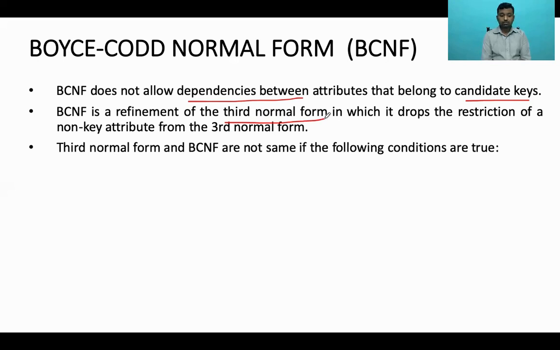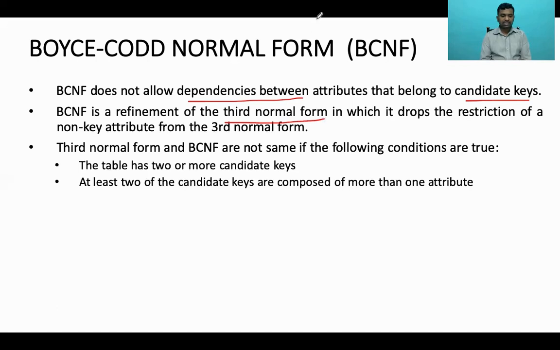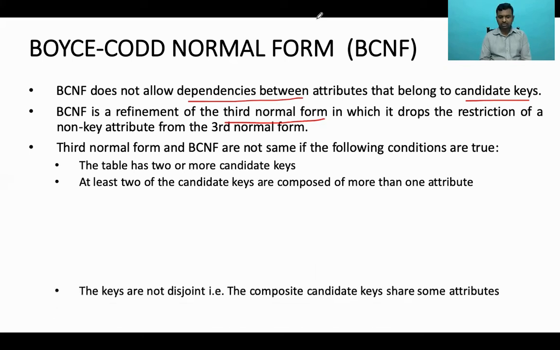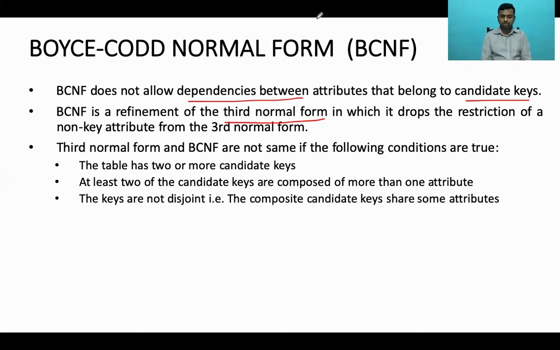Now here, the third normal form and BCNF are not the same when the following conditions are true. What is that? One, the table has two or more candidate keys. Two, at least two of the candidate keys are composed of more than one attribute. Another thing is that the keys are not disjoint, that is, the composite candidate keys share some attributes. They have to share some attributes. So these three things are very important when we talk about BCNF. The third normal form and BCNF are not the same when all these conditions are true.